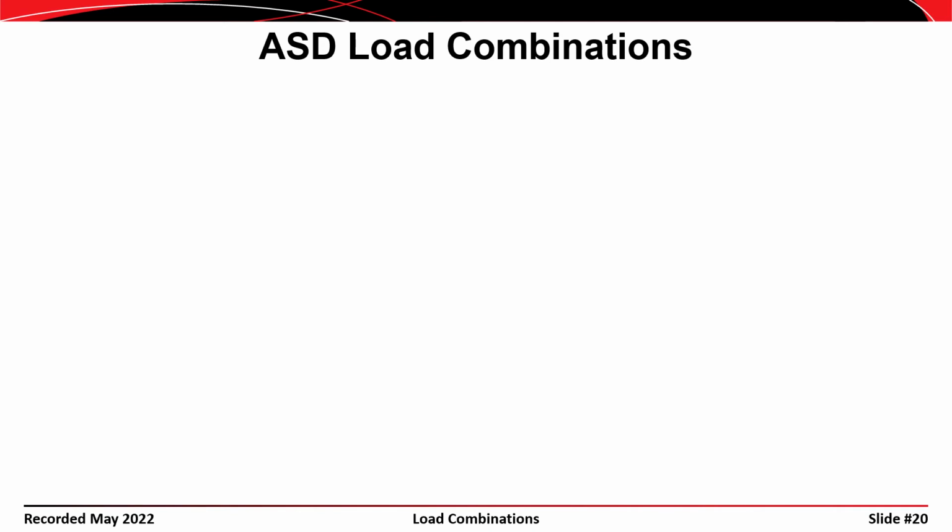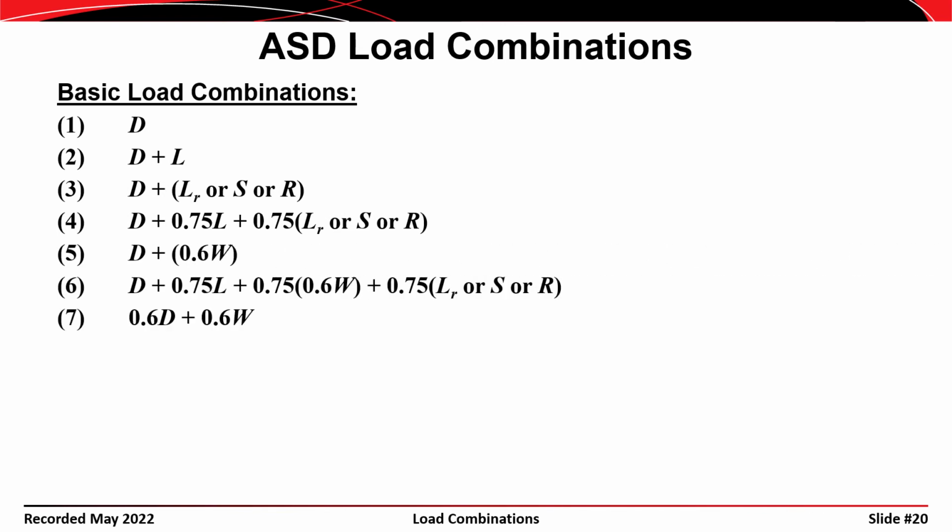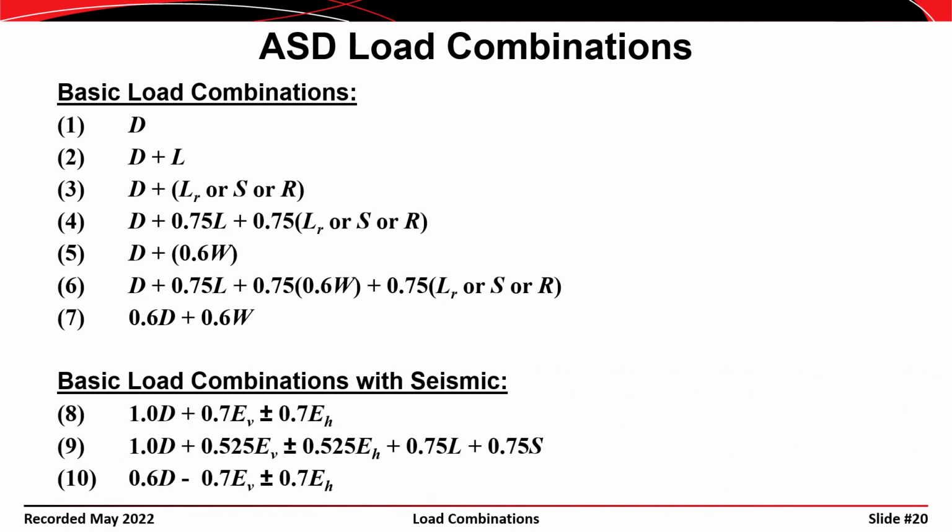All right, so those are the LRFD load combinations. Now, if we look at the allowable stress design load combinations, they are presented differently. So we have the basic load combinations, 1 through 4. We have load combinations that deal with wind, 5, 6, and 7. And then we have the load combinations that deal with seismic, 8, 9, and 10.